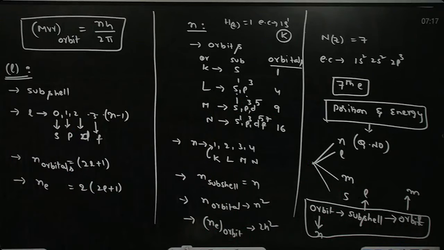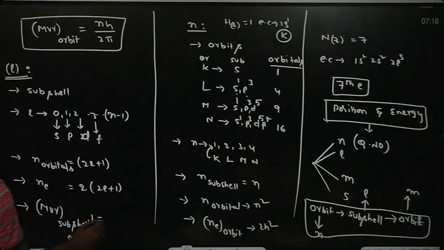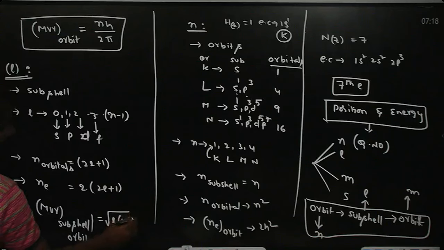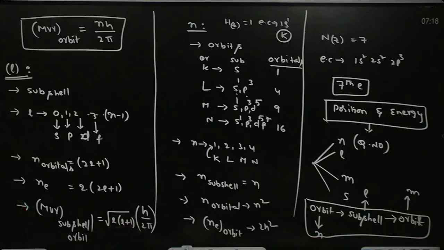Okay. Now, if you need to find the angular momentum of an electron in a given subshell or orbital, you can write root over L into L plus 1, into h by 2 pi. There is no root for h by 2 pi. Don't be confused. Only root for L into L plus 1.